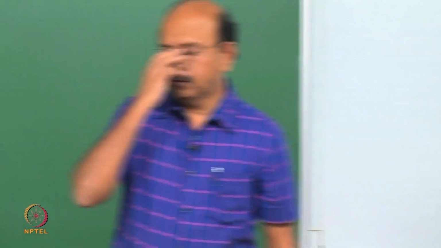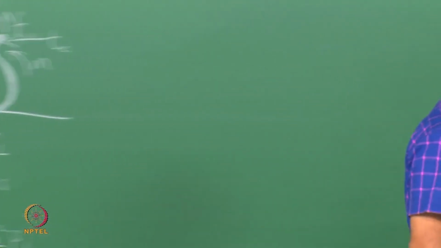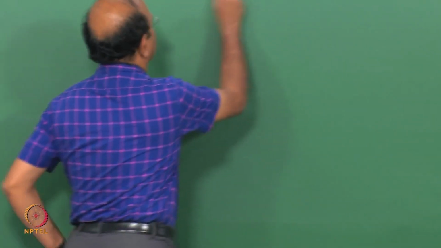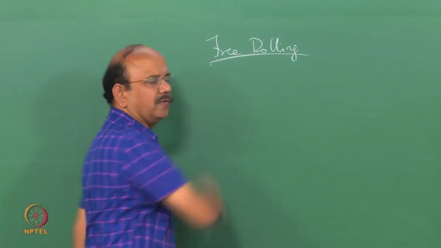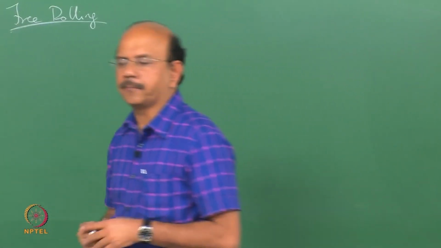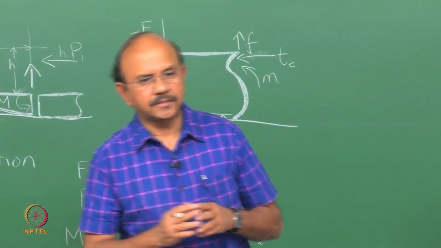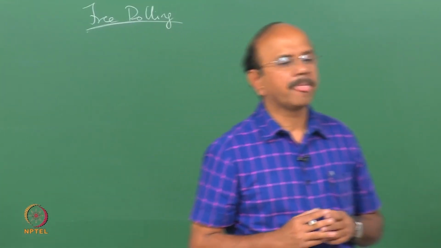Okay, let's continue what we were doing in the last class. We were looking at rolling tires, what we called free rolling, and we were going deep into the concept of how contact pressure influences various things that are happening at the contact patch.